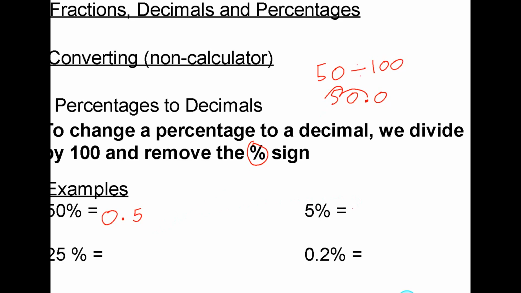To change 5% into a decimal, I'm going to divide 5 by 100, and if I do that, I will end up with 0.05. 25% as a decimal is 0.25. You can probably see a pattern now. To change 0.2%, the decimal point moves 2 places, which will give me 0.002 as a decimal.